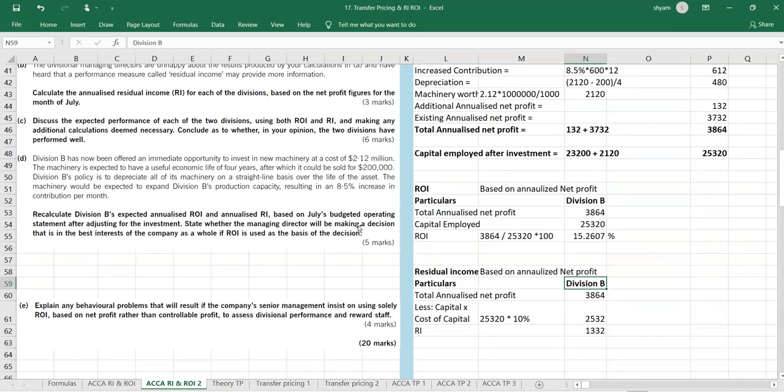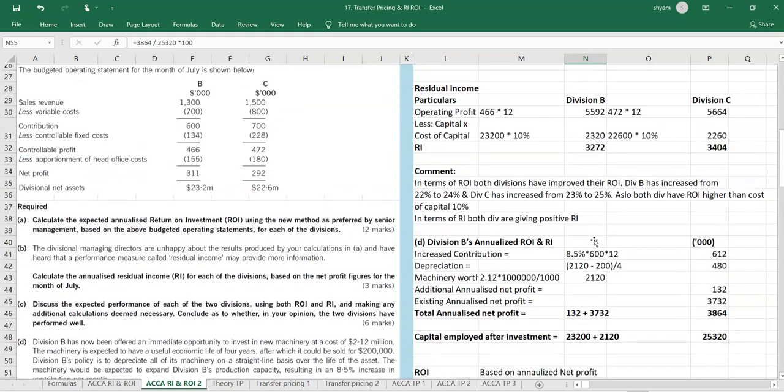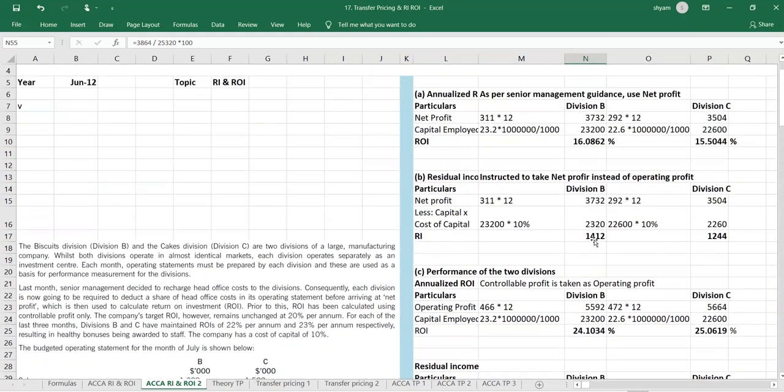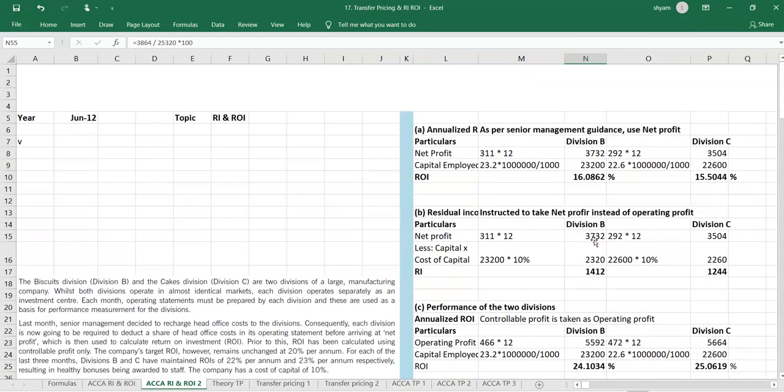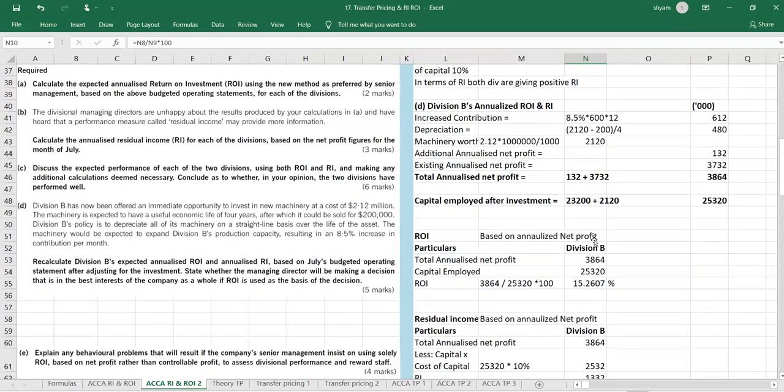State whether the managing director will be making a decision that is in the best interest of the company as a whole if ROI is used as the basis of decision. Okay, so he doesn't want us to think about RI, just ROI. So ROI currently is 16%, and after the investment it's going to fall to 15.26. Why would they invest and get a reduced return? So they will not invest.